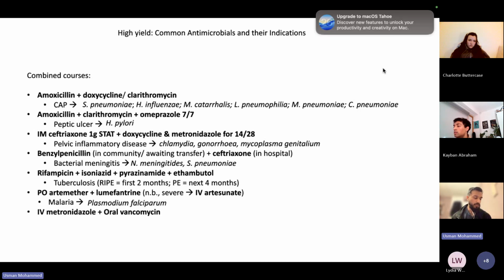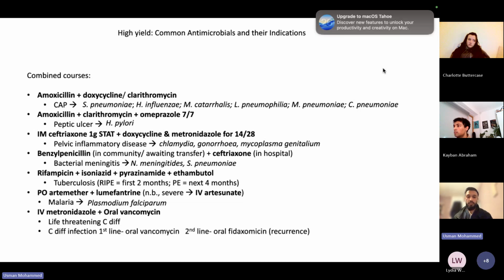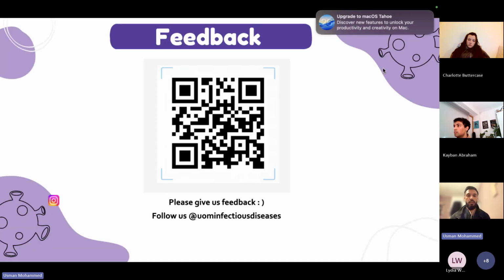Nearly done. I believe this is the last one. Intravenous metronidazole and oral vancomycin. What are we thinking? So we've got severe C. diff. That's right. Life-threatening C. diff. And first line is oral vancomycin. Second line is oral fidaxomicin. But yeah, severe life-threatening, you give IV metronidazole and oral vancomycin. And I believe that concludes my section.